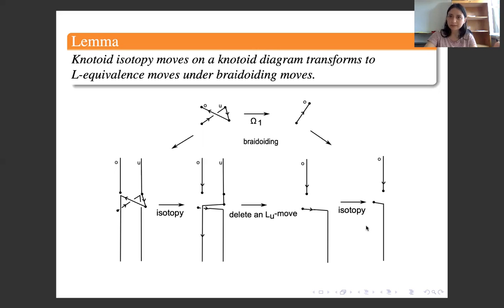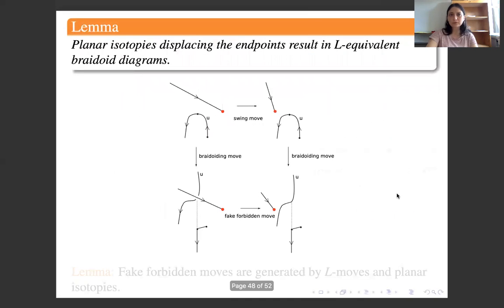So the other Reidemeister moves on knotoid diagrams can be shown in a similar way, that they are transformed into L equivalence moves containing L moves, addition of L moves, deletion of L moves, and also isotopy of braidoids. And also we have some planar isotopies that look innocent, but they can be nasty since we can move an endpoint of a knotoid diagram with respect to a cut point for the braidoiding move.